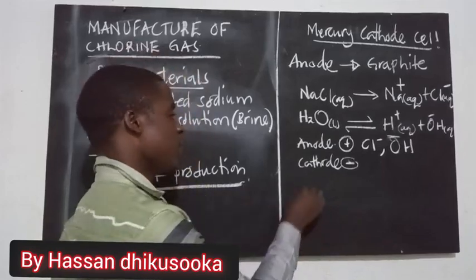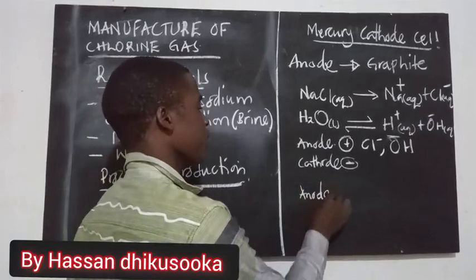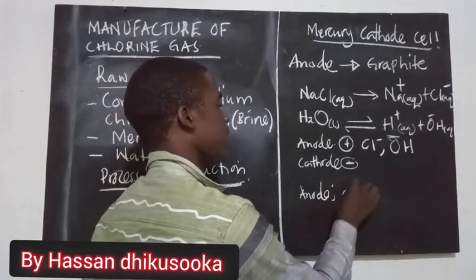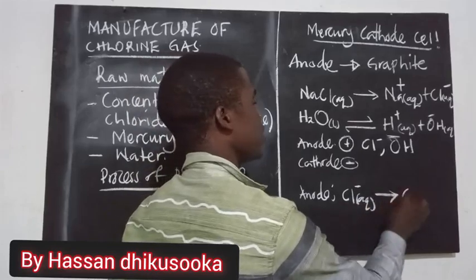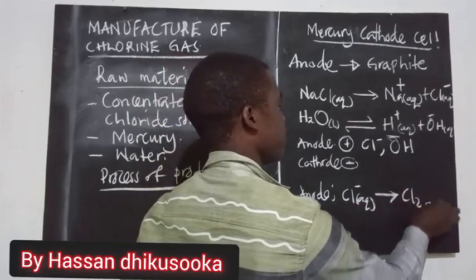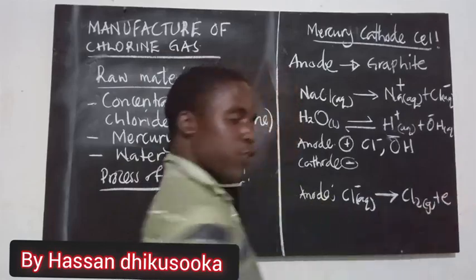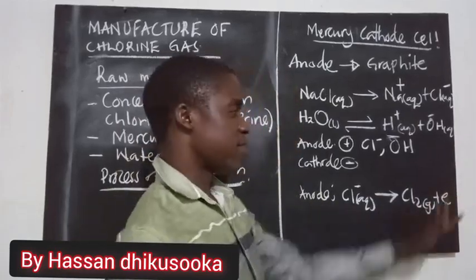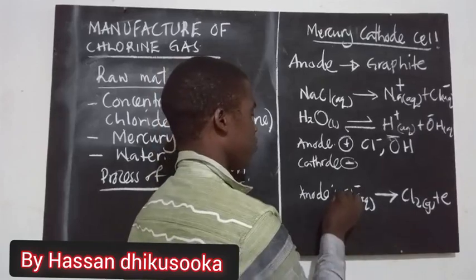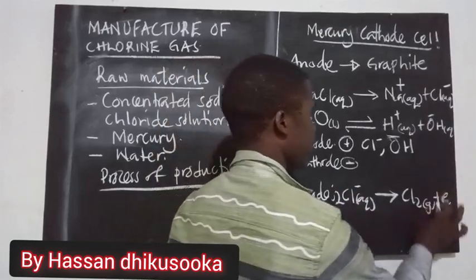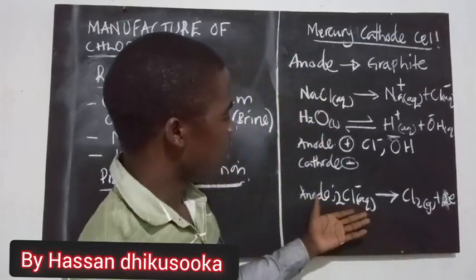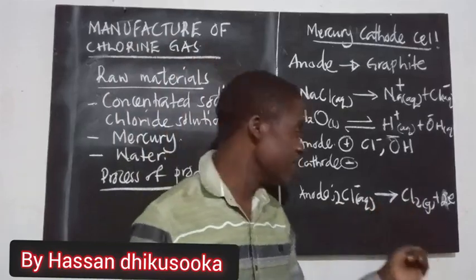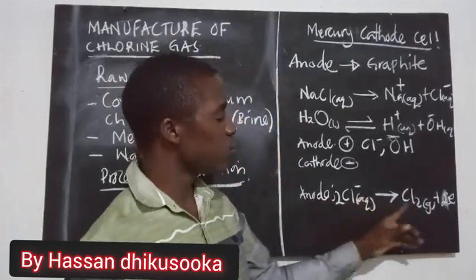So at the anode, what do you expect to happen? We are expecting chloride ions to be discharged to give chlorine gas, plus the electrons that we are removing. So I'll try to balance this one a little bit. We have that, and we have two electrons here. So this is the equation that takes place at the anode.